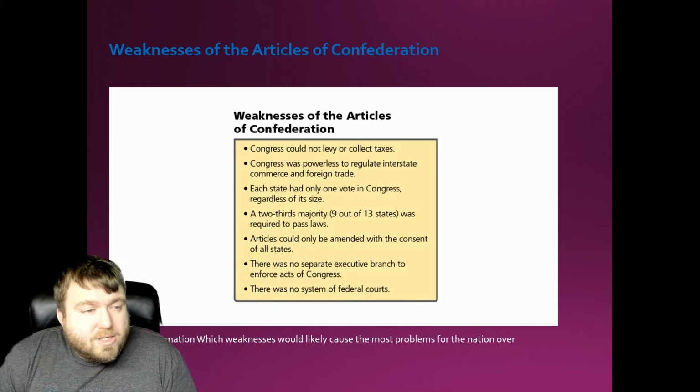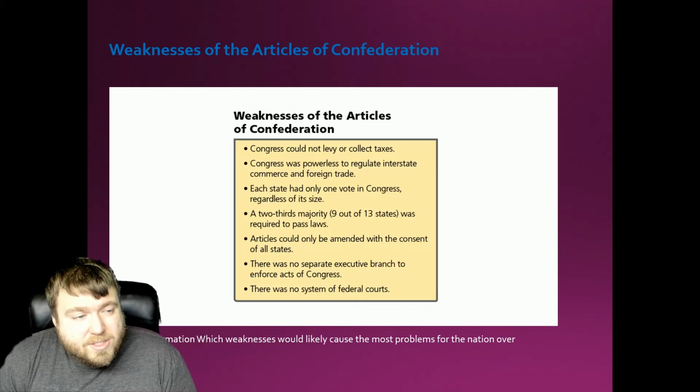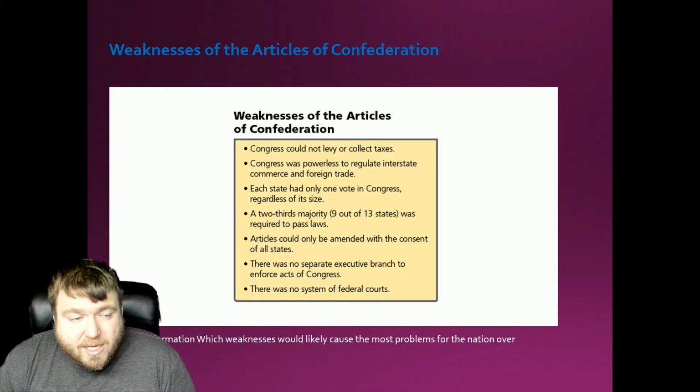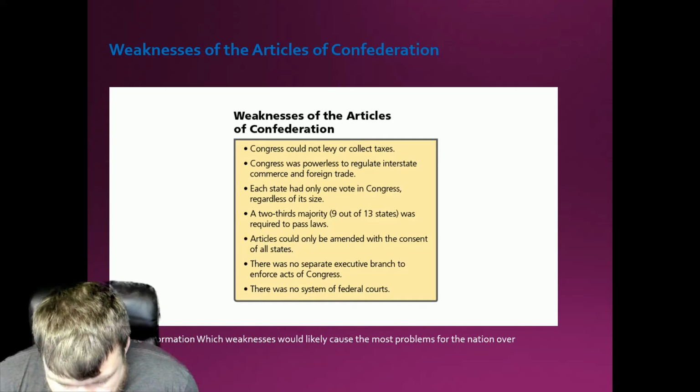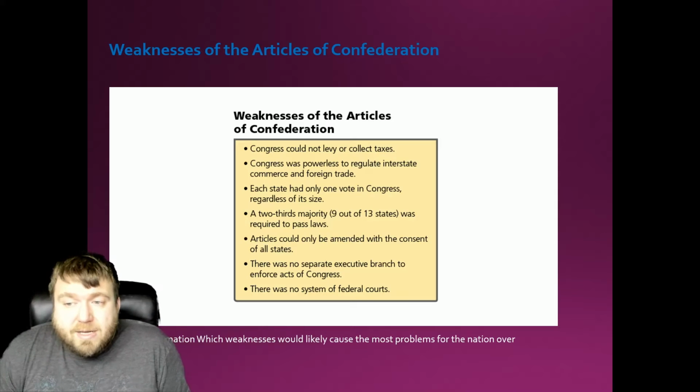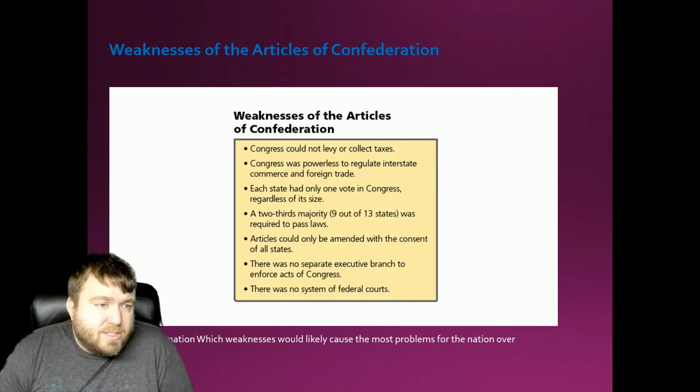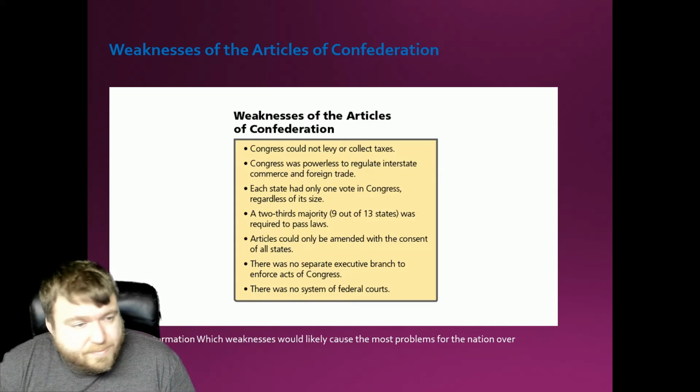The second one says Congress was powerless to regulate interstate commerce and foreign trade. Each state had only one vote in Congress regardless of its size. So, Virginia was the biggest state at the time, and it had equal representation to Rhode Island, which was the smallest. And that's not right.